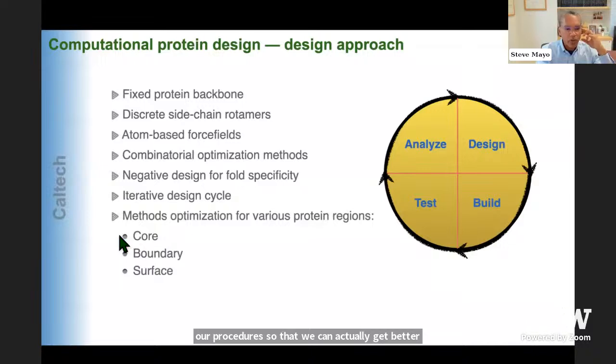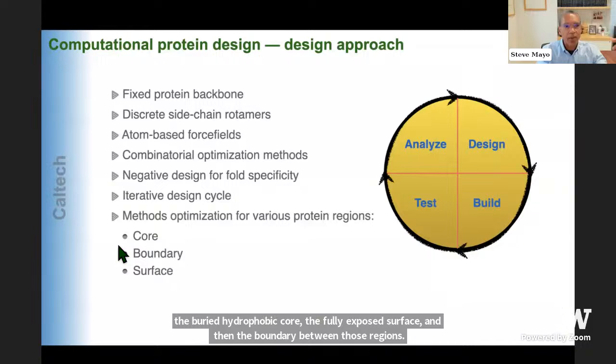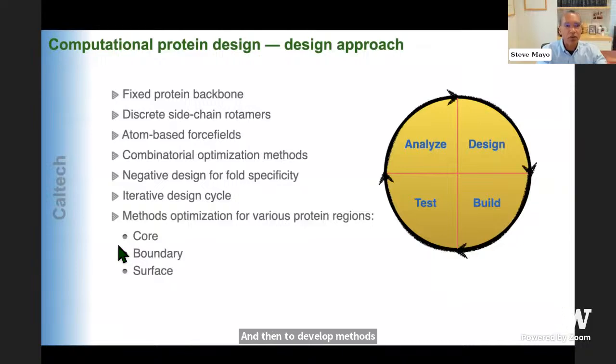And then in our approach, we were interested in segregating the protein into core, boundary, and surface regions. So the buried hydrophobic core, the fully exposed surface, and then the boundary between those regions. And then to develop methods that were optimized for each of these regions before combining them into a single method for full sequence design.